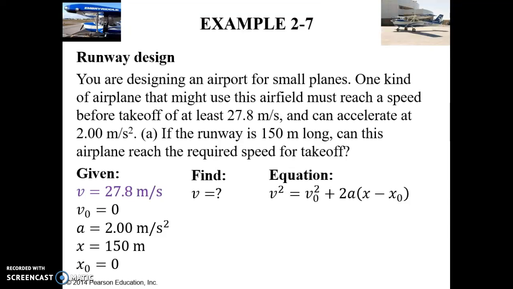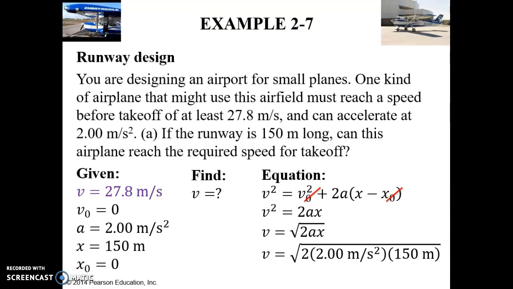Now, the fourth step is to cross out any variables that equal 0. So in this case, we have v naught and x naught. Now we can simplify this equation to get v squared equals 2ax. Now we need to solve for v, which equals the square root of 2ax. Next, we plug and chug, and we'll get 24 meters per second as your final velocity.